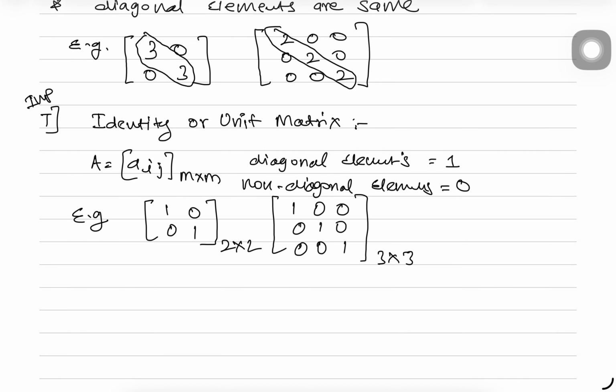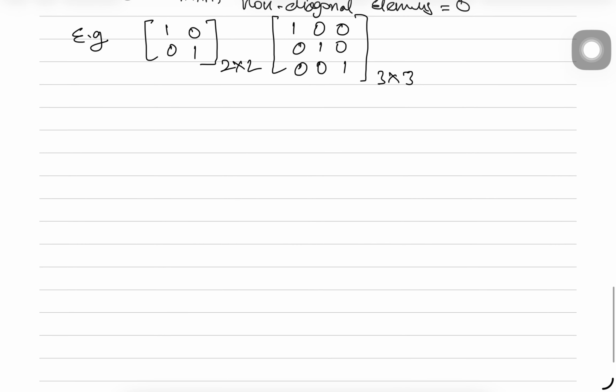A unit matrix is also known as a scalar matrix or a diagonal matrix. Next, zero or a null matrix. In a zero or null matrix, every element of the matrix is zero.